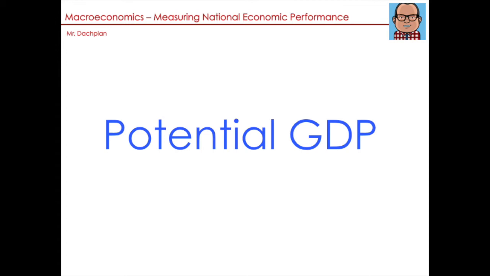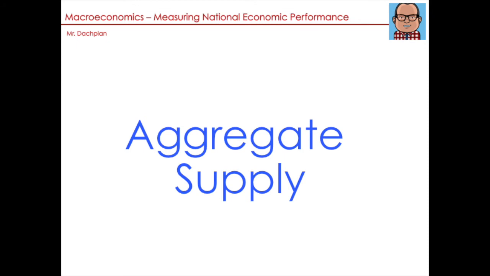Potential GDP is the economy's long-term growth trend for real GDP. It is determined by the available supply of capital, labor, and technology. Real GDP fluctuates above and below the potential GDP. Potential GDP of an economy is given by its aggregate supply. Aggregate supply is the total value of all goods and services produced in the economy by the available supply of labor, capital, and technology. It's also called potential GDP.